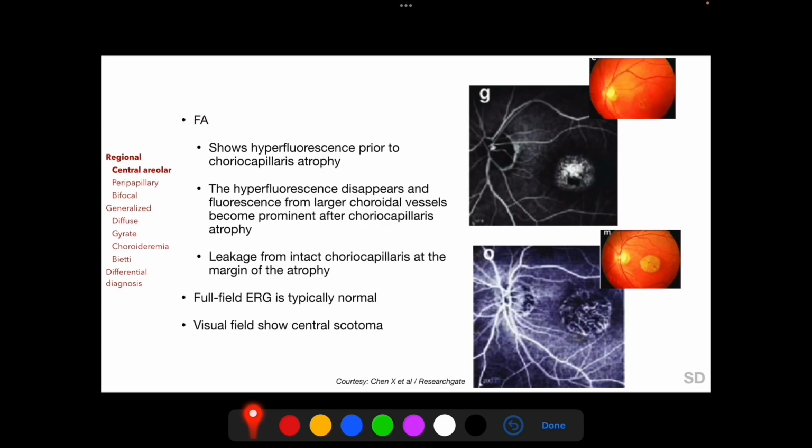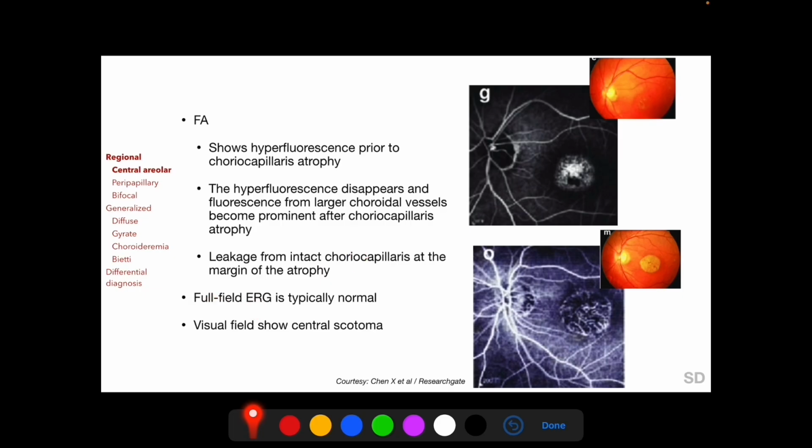Fluorescein angiography prior to choriocapillaris atrophy shows transmission hyperfluorescence due to atrophy of the overlying retinal pigment epithelium as seen here in this fluorescein angiogram, and following choriocapillaris atrophy, the hyperfluorescence disappears as seen here in this fluorescein angiogram, and fluorescence from the larger choroidal blood vessels becomes more prominent. Leakage from intact choriocapillaris can be found at the margin of the atrophic area.